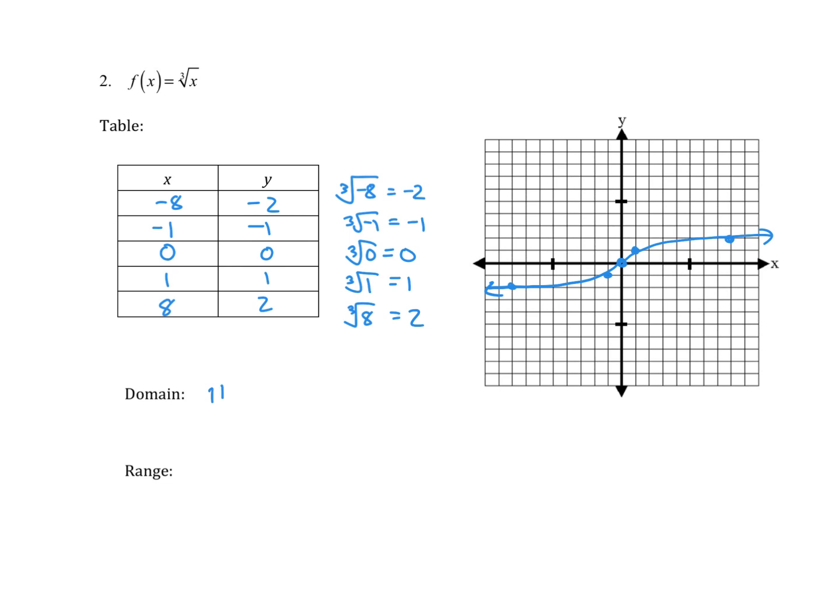Its domain is all real numbers, and its range is also all real numbers, because it goes to the left and to the right forever, and it also increases as you go to the right, and it decreases as you go to the left. So the range is also all real numbers. Now we need to know these two parent functions really well in order to graph using transformations.